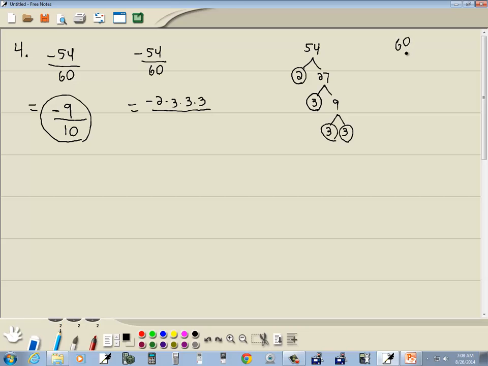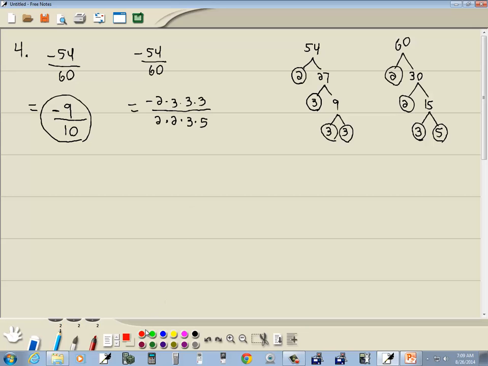Now the 60. 60 is divisible by 2 because the last digit is a 0. 2 times 30. 2's prime, so we circle it. Still on 2, and that's divisible by 2 since last digit is 0. 2 times 15. Now we're still on a 2, but this is not divisible by 2 because the last digit is a 5. So I go on. My next one is a 3. And I ask myself, is it divisible by 3? And it is, because if I add digits together, 1 plus 5 is 6, and 6 is divisible by 3. So 3 times 5. 3's prime, so we circle it, and 5's prime, so we circle it. So we'll have 2 times 2 times 3 times 5.